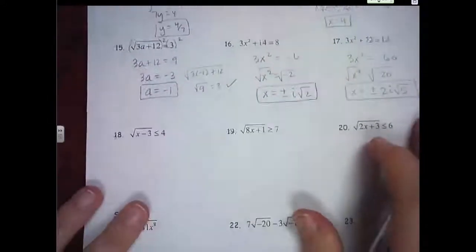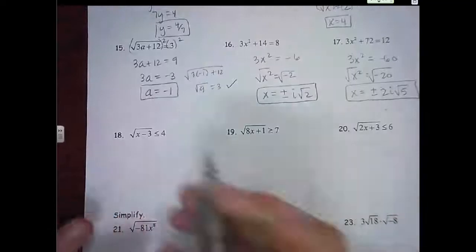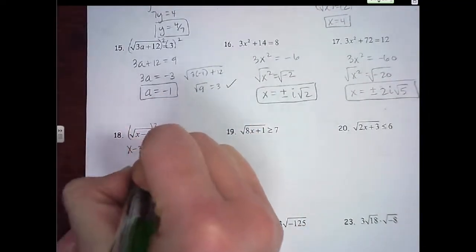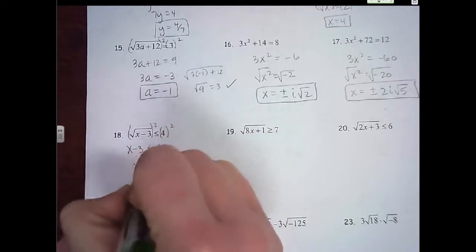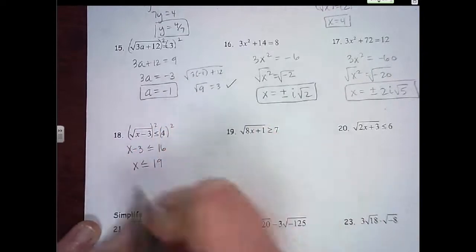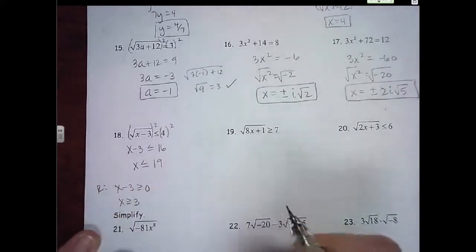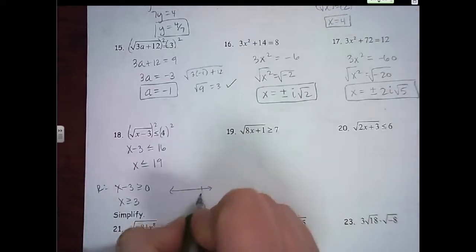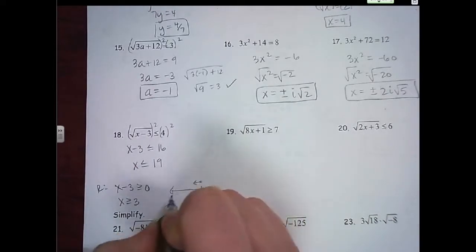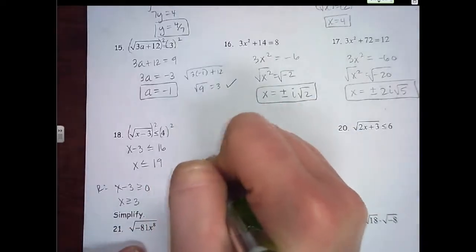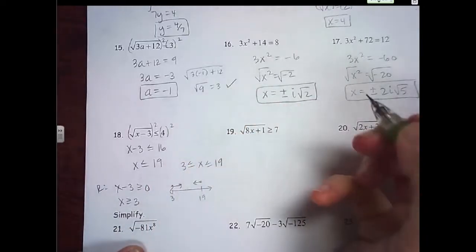Number 18, same thing as your equations, we just have our restrictions in the end. So square both sides, x minus 3 less than or equal to 16, x is less than or equal to 19, and then I need to check my restrictions. X minus 3 greater than or equal to 0, so x is greater than or equal to 3. So on my number line, here's 19, here's 3. So my answer is 3 is less than or equal to x, less than or equal to 19.